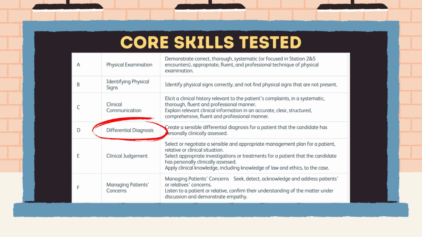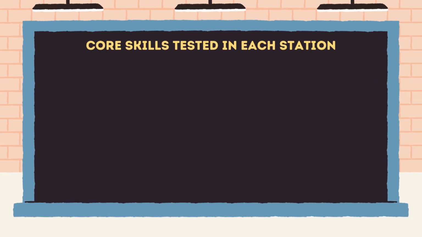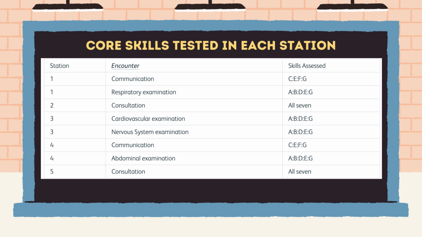Differential diagnosis tests your clinical reasoning to list possible causes of illness. Clinical judgment evaluates your decision-making and management plans. Managing concerns looks at how you respond to patient worries and emotions. Each PACES station is structured to assess a defined set of clinical competencies. The distribution of these skills varies. Some stations prioritize examination and physical sign recognition, while others focus on communication, clinical reasoning, and decision-making.